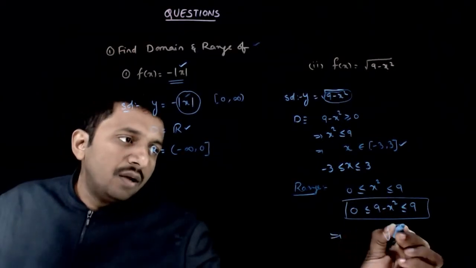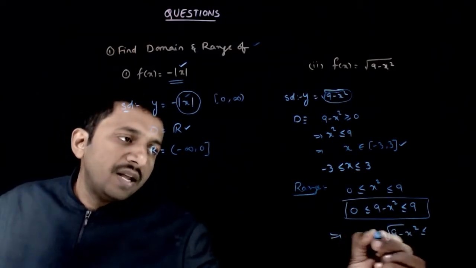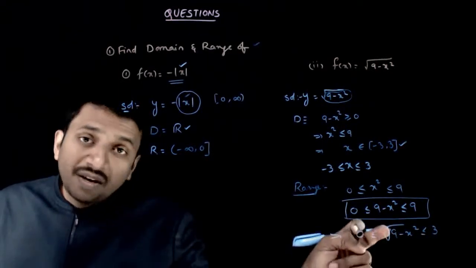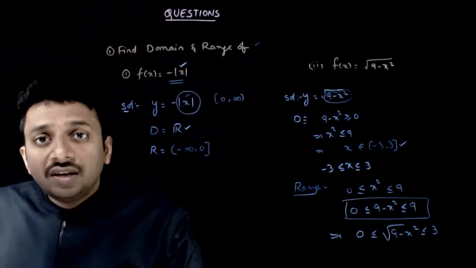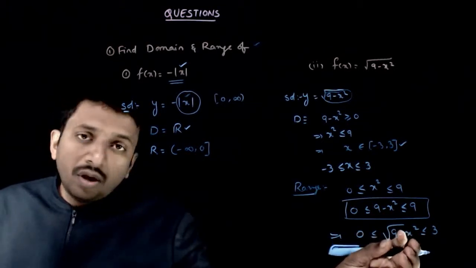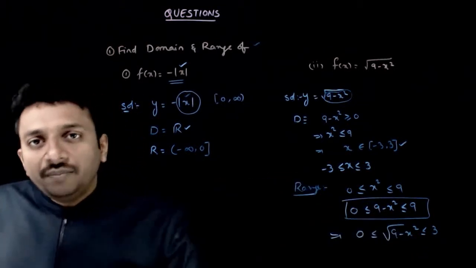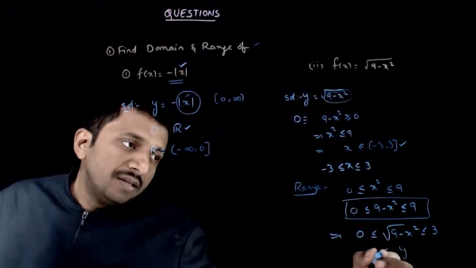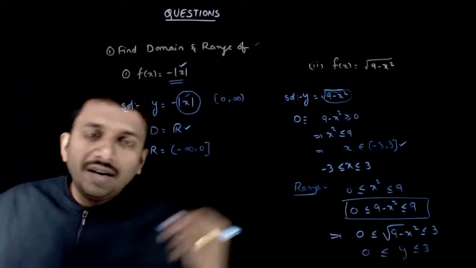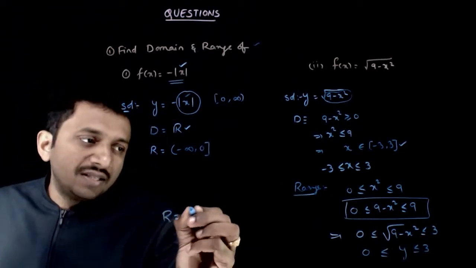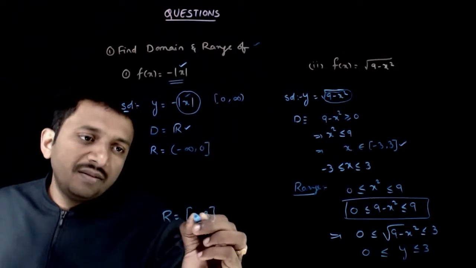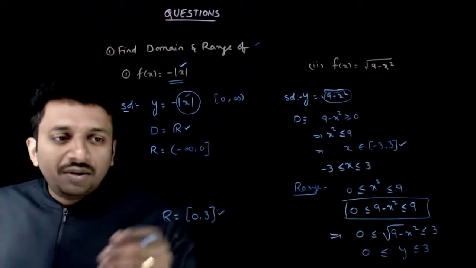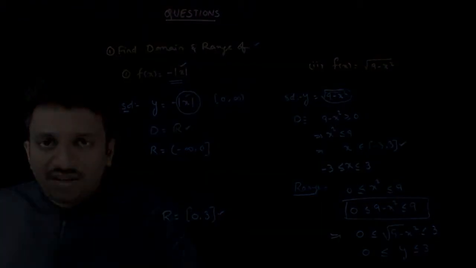So this implies root of 9 minus x square lies between 0 and 3, because we know that this is a symbol for positive square root. You cannot get negative numbers out of this. So root of 9 minus x square always lies between 0 and 3. Root of 9 minus x square is nothing but the value of y. So the value of y lies between 0 and 3. Hence the range is closed 0 to 3. So the domain is minus 3 to 3 and the range is 0 to 3.